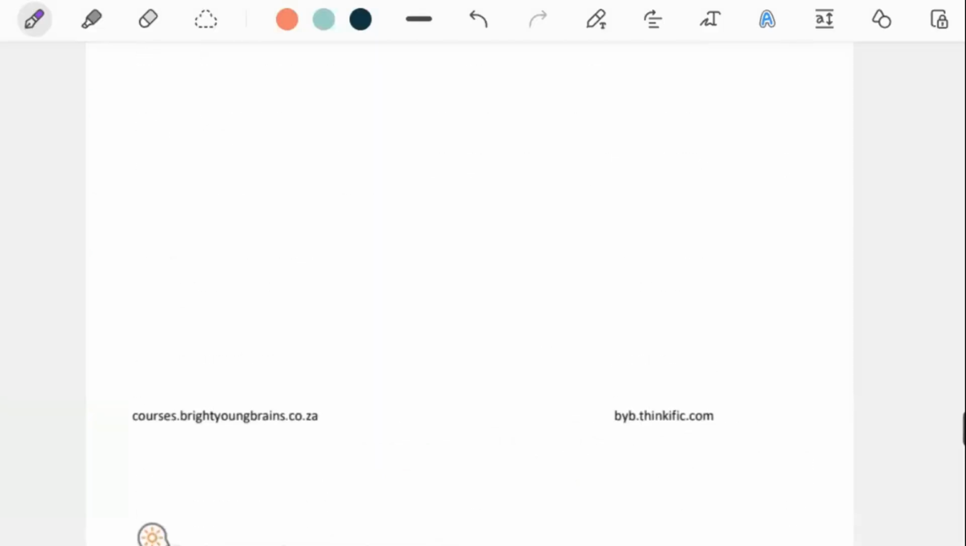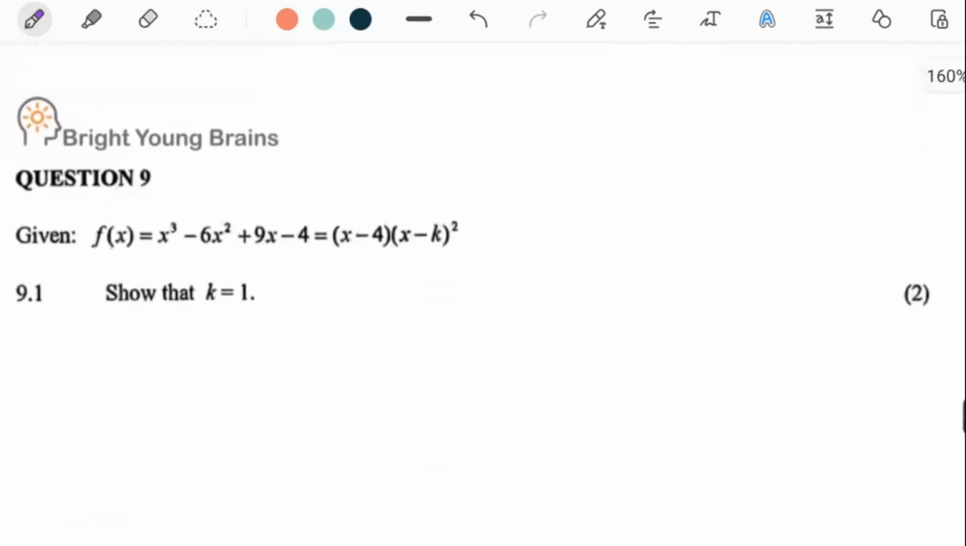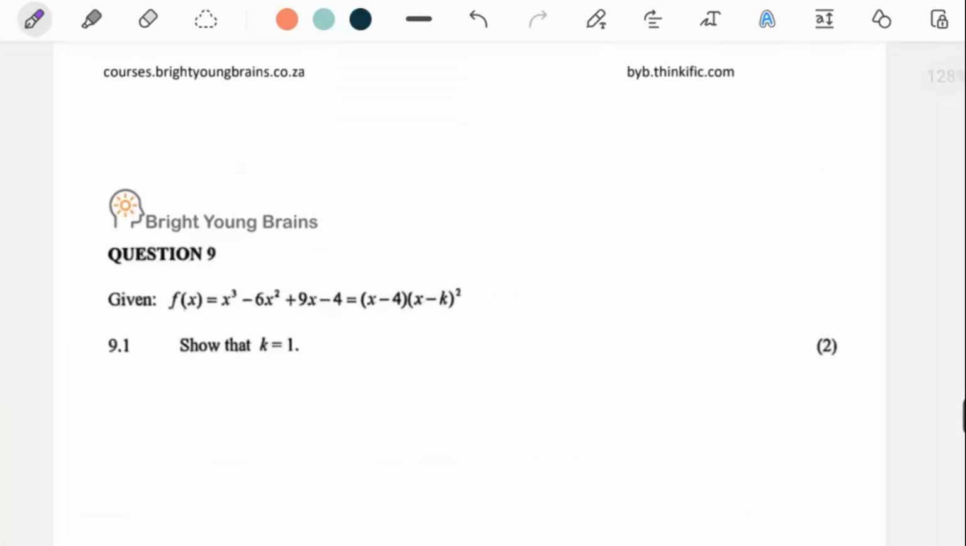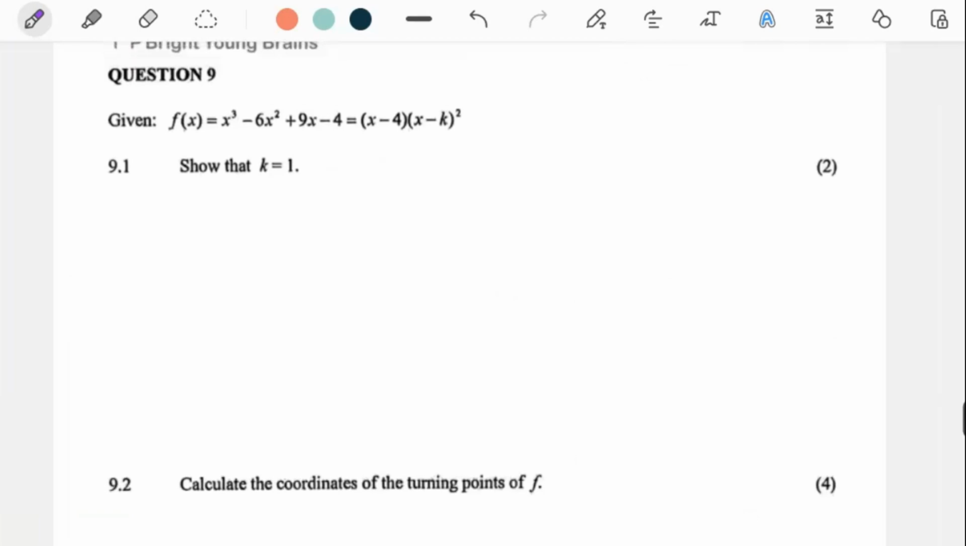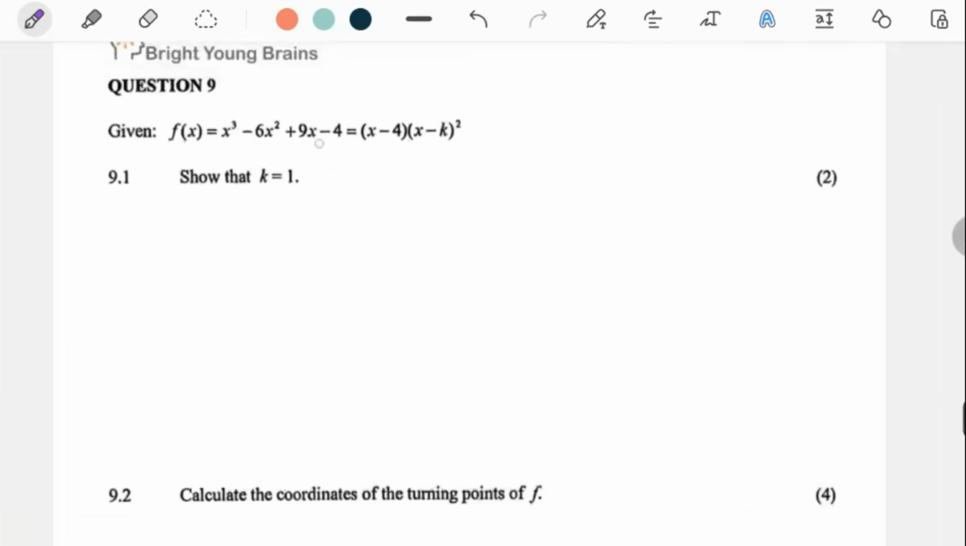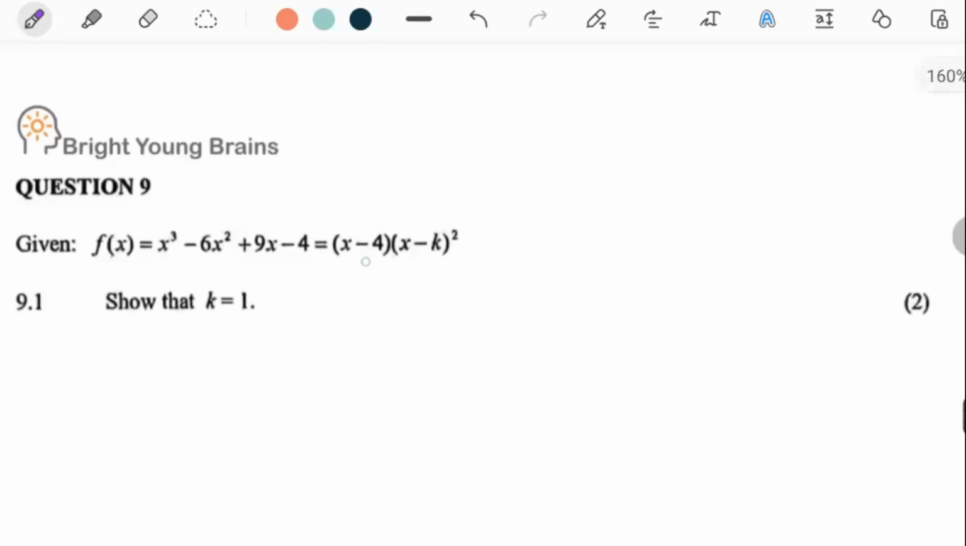Question number 9 is clearly a calculus question. Well, we're looking at a cubic expression here. It says, given this expression, it's a cubic function. They said when it is factorized, it is equal to x minus 4, x minus k squared. Show that k is equal to 1, for only 2 marks.